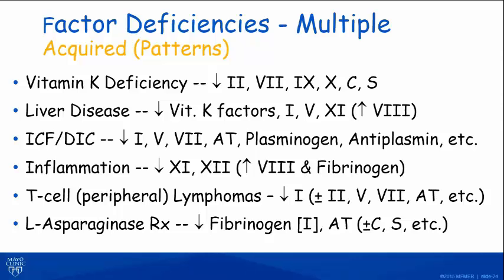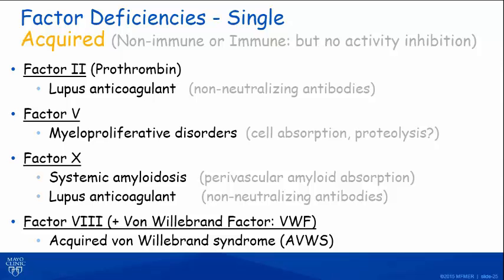Peculiarly, with inflammation, there's elevation of factor VIII and fibrinogen, but also often a mild deficiency of the factors high in the intrinsic pathway. Treatment with L-asparaginase, such as for ALL, is frequently known to cause decreased fibrinogen or antithrombin or other factors. And then there's a peculiar lymphoma with a bleeding disorder, peripheral T-cell lymphoma, that can present with bleeding, hypofibrinogenemia, and so forth, quite rare.